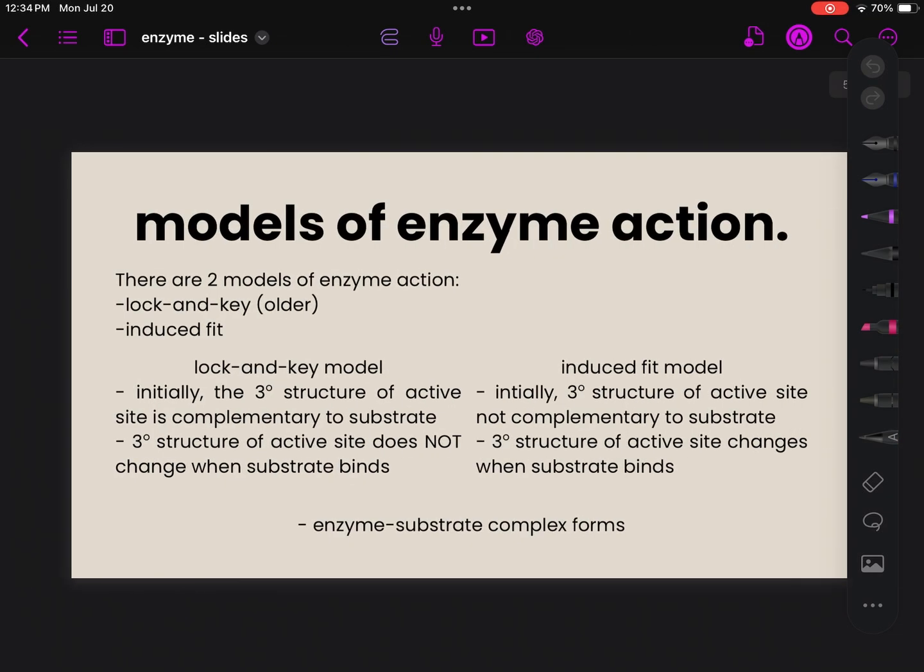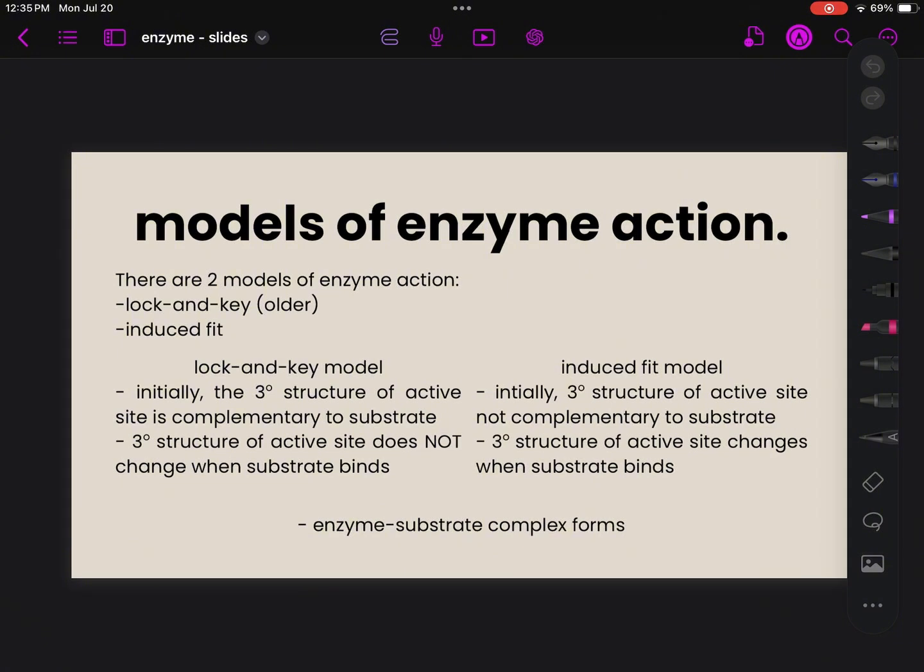Moving on to the main content of this topic. Models of enzyme action. There are two models of enzyme action: the lock and key model, which we mentioned in the definitions, is the older model, and the induced fit model. If we were to compare these two models, in the lock and key model, initially the tertiary structure of the active site is complementary to the substrate, whereas in the induced fit model, initially the tertiary structure of the active site is not complementary to the substrate.